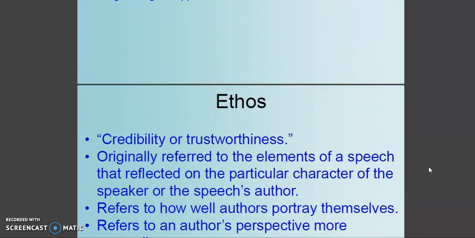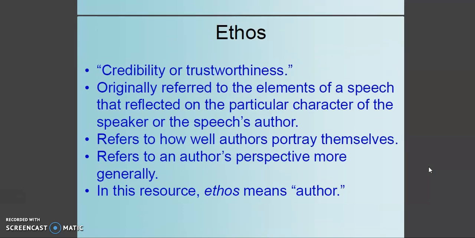So let's talk about ethos next. Credibility or trustworthiness. Ethos originally referred to elements of speech that reflected on the particular character of the speaker or speech's author. It refers to how well authors portray themselves, and to an author's perspective more generally. In this resource, ethos means author.